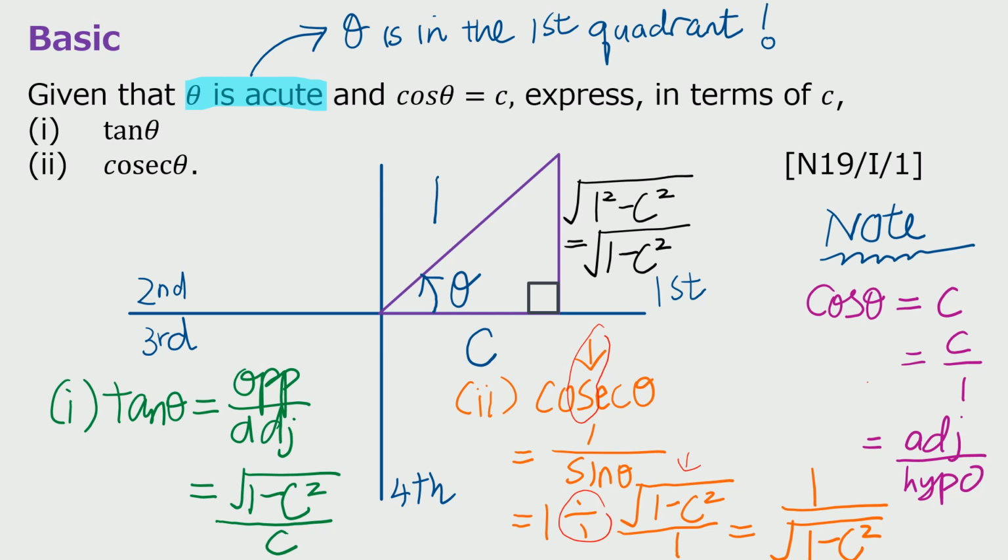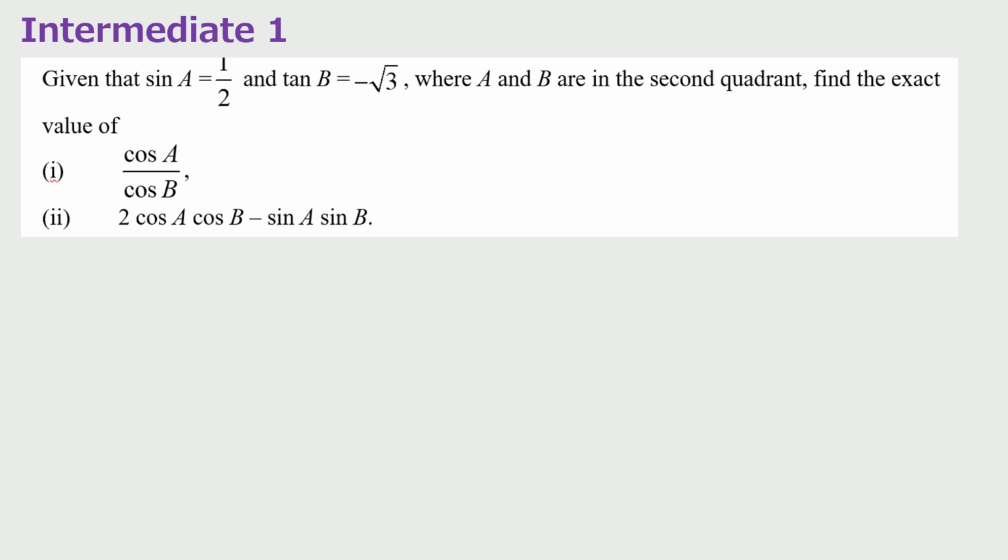Right, let's look at the next question. This one is slightly harder. Why slightly harder? Because it involves two different angles, angle A and angle B. However, you're told that both angles are in the second quadrant. In case the question doesn't tell you that they are in the second quadrant, how do you go about finding it yourself? Let's look at sine A equals half. Half is a positive value.